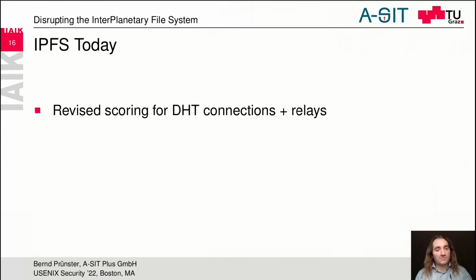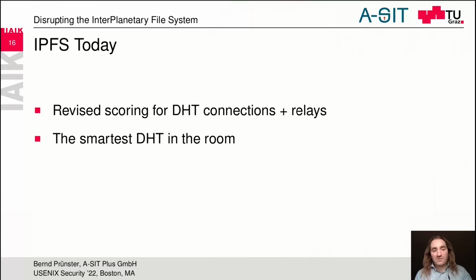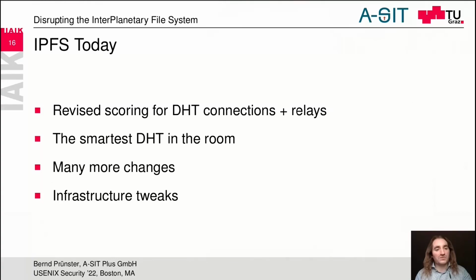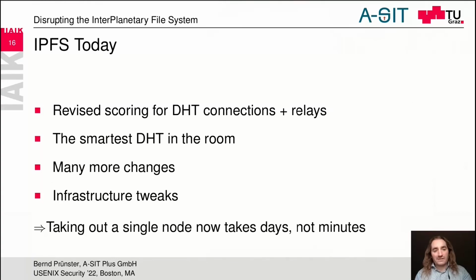So they revised the scoring system for DHT connections and relays, but that's a delicate subject on its own, because you need to be really, really careful not to screw this up such that actually important connections remain. Also, their DHT implementation manages to actually discriminate between connections that are useless and connections that are actually useful. The IPFS DHT is probably the most robust and best DHT implementation you will find out there. So if you want a DHT, you can go ahead and use that. Then there were a slew of other changes to harden the system, and they made some infrastructure tweaks to their bootstrap nodes. So in effect, taking out a single node and fully eclipsing it now takes days and not mere minutes as before. But that's basically the gist of it.